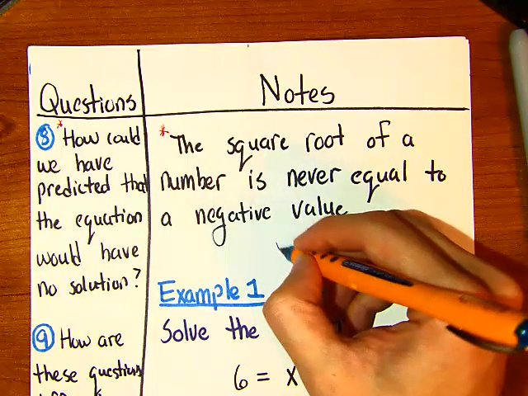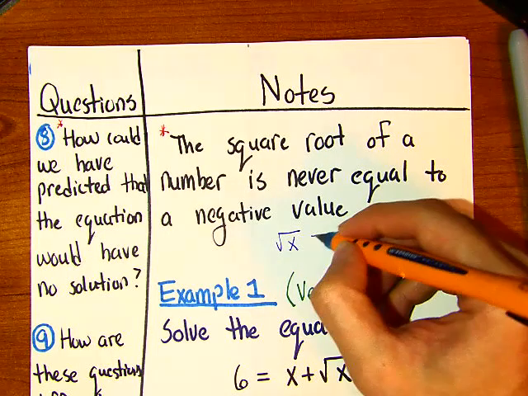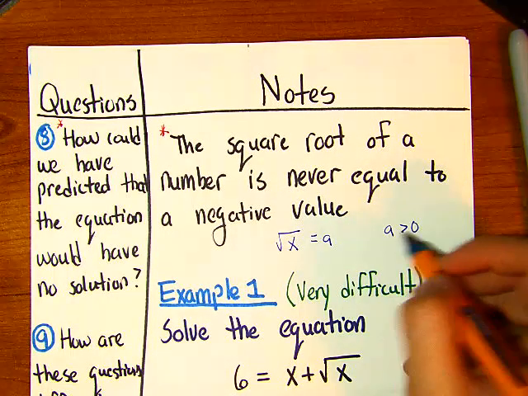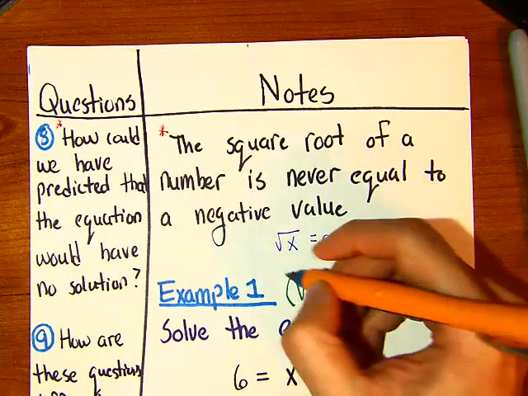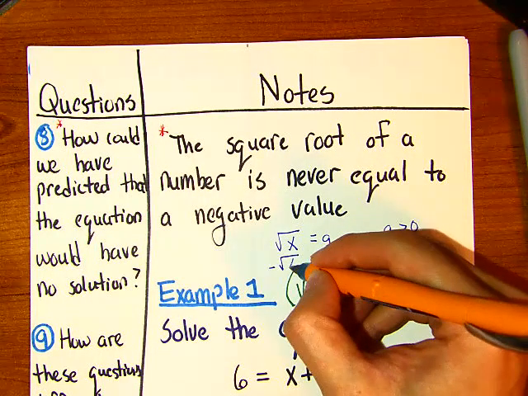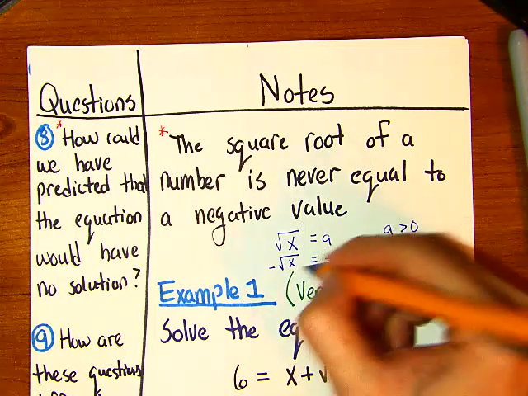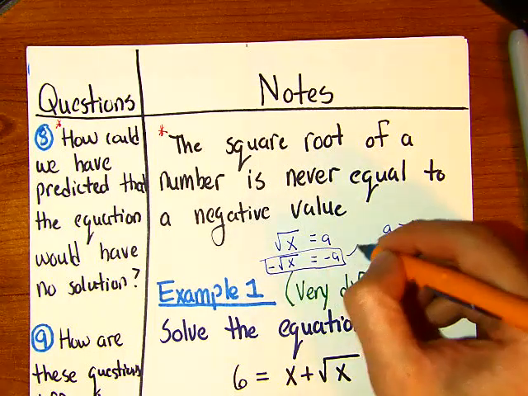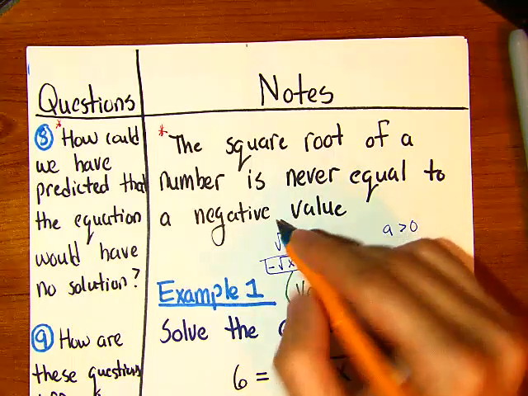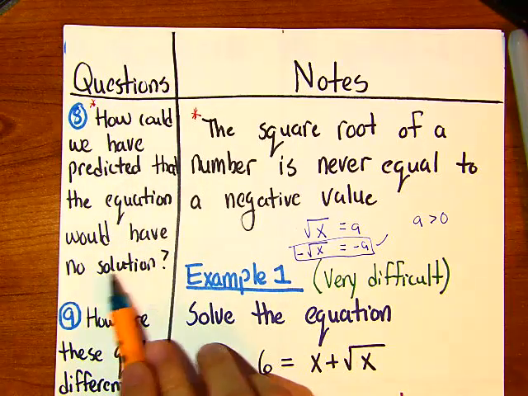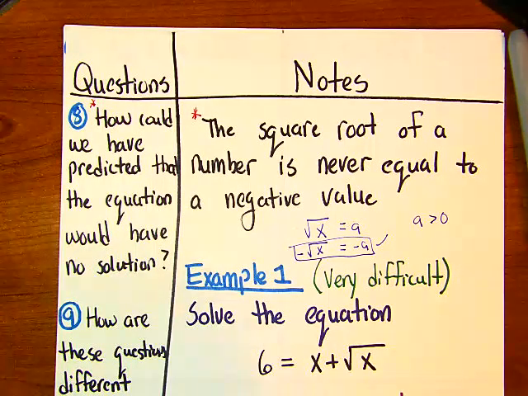And this, please have in your notes, the square root of a number is never equal to a negative value, ever. So if I have square root of x is equal to a, a has to be greater than 0, meaning a is positive. But for example, if I take the negative root, then this is equal to minus a. And that's true. This is okay. But here we don't have that. So that's why we could have predicted that the equation would have no solution. Okay? That's a deeper level understanding.